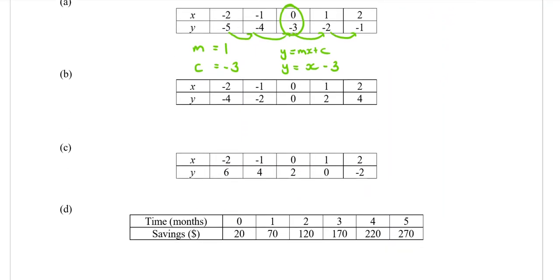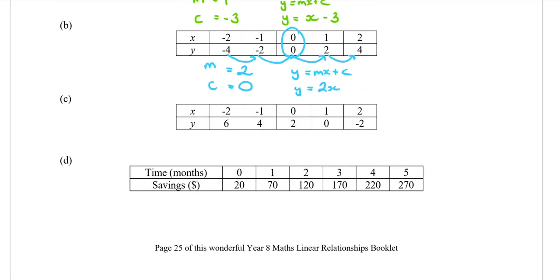B. Let's find the m and the c. So going across the bottom, these numbers are going up by 2. So that is the m. Underneath x equals 0, we have y is equal to 0, so c is equal to 0. Putting that in our formula, y equals mx plus c, we will have y is equal to, m is 2, so it'll be 2x, and then plus 0, but we can just leave that off because 0 is 0, so it's just y is equal to 2x.